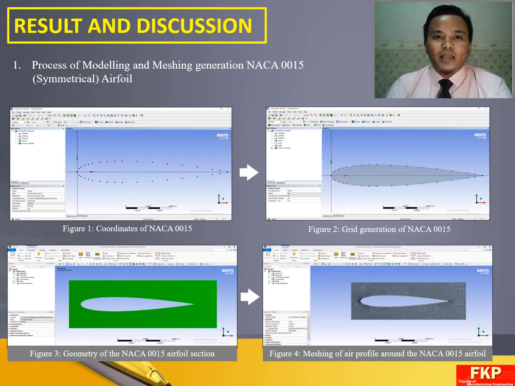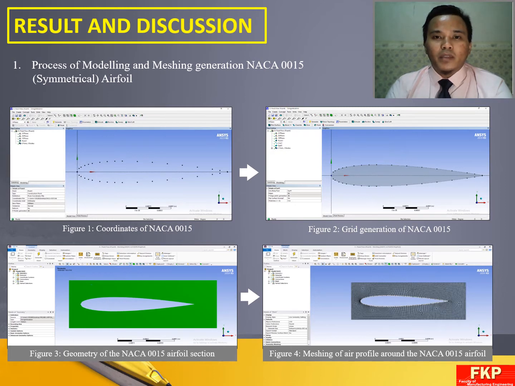This part shows how to simulate a NACA 0015. The coordinates are tabulated from which the following profile is drawn as in figure 1 and figure 2. In this step, the coordinates for NACA 0015 airfoil were imported to create the geometric shape that will be used for the simulation process. The mesh mode is shown in figure 4.